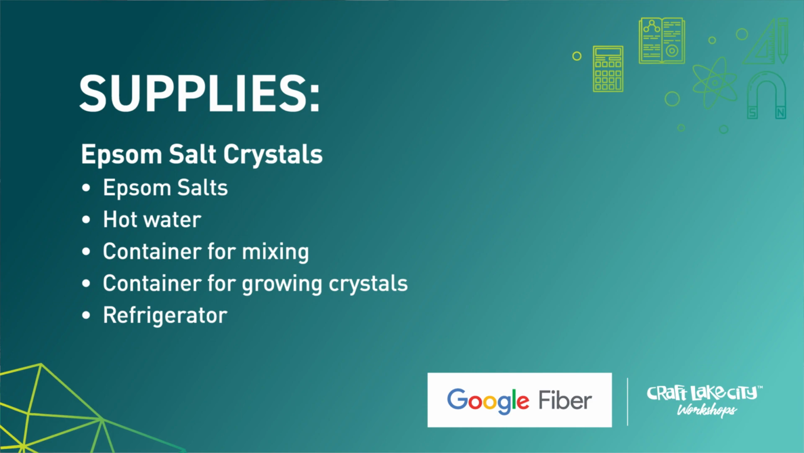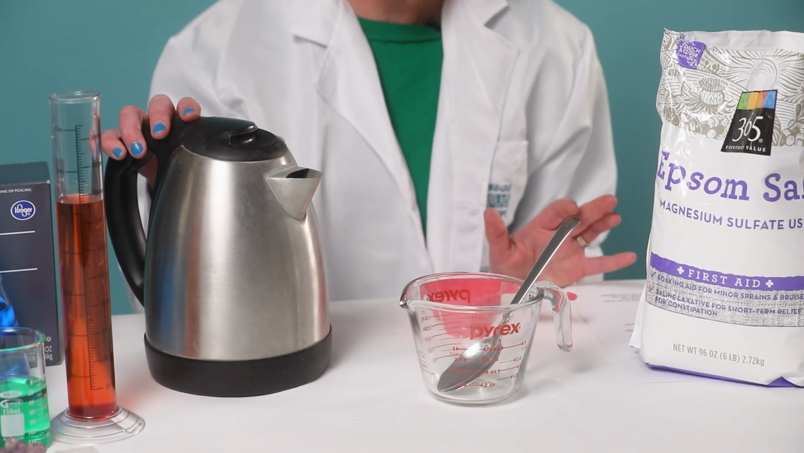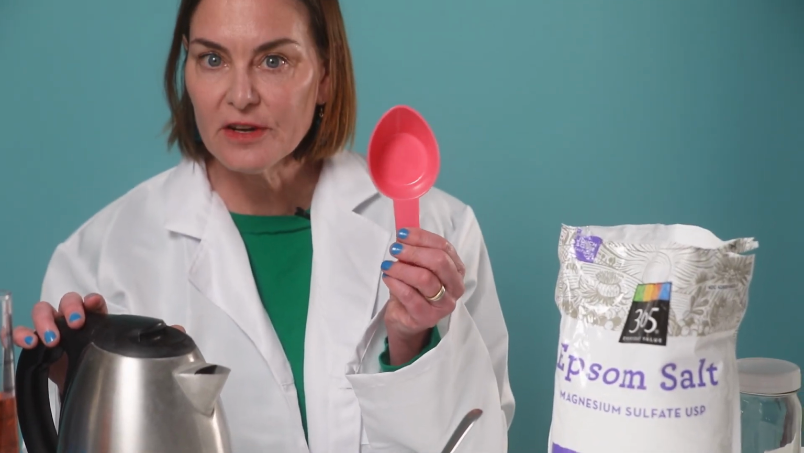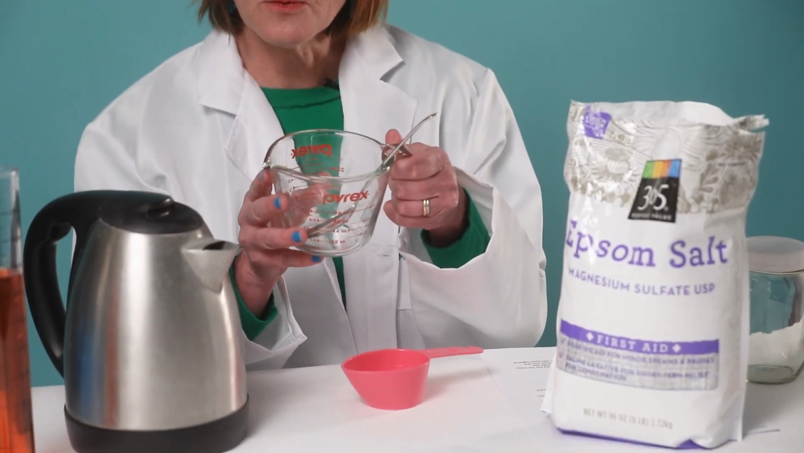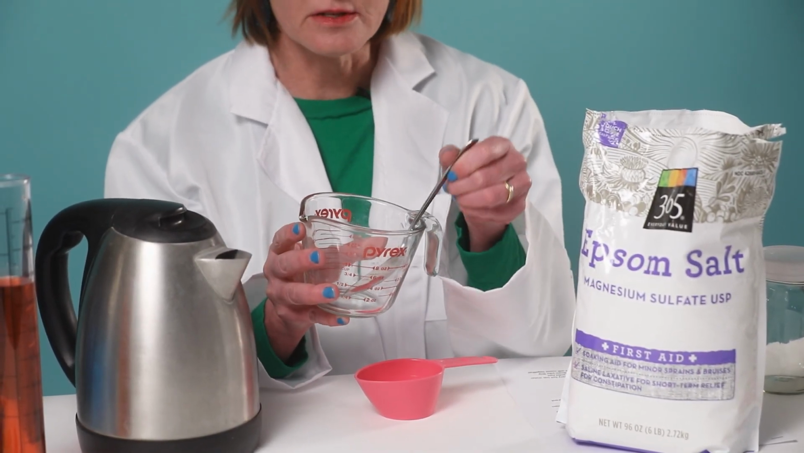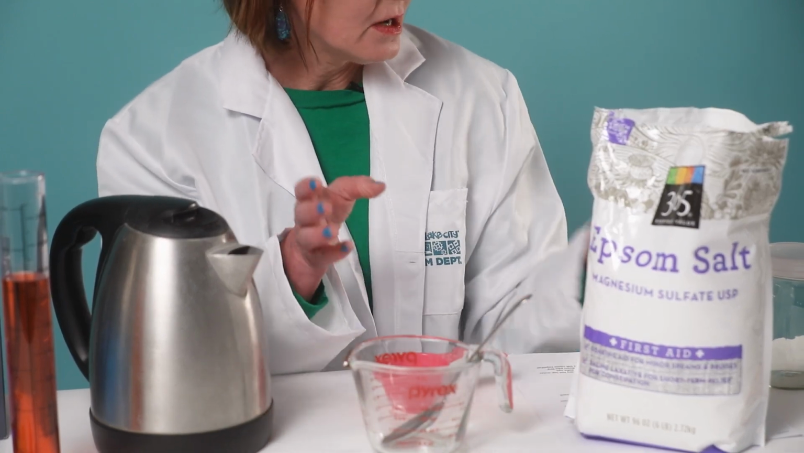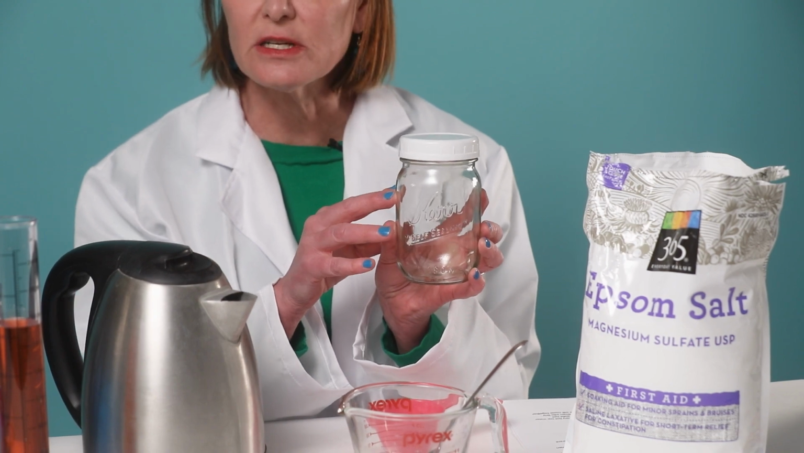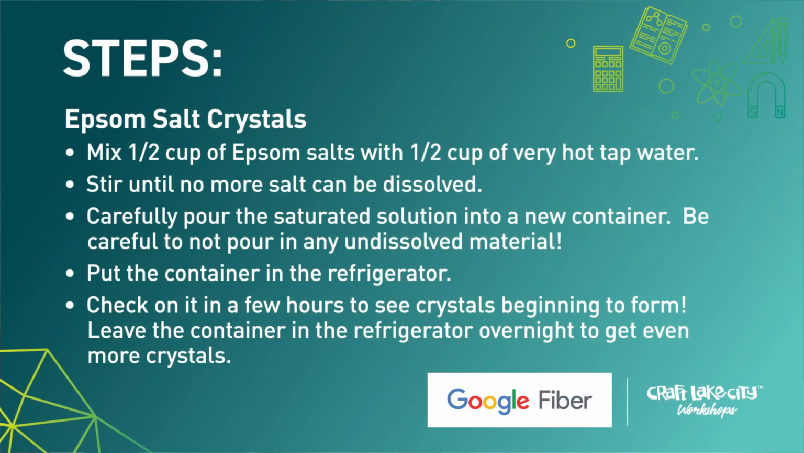You will need hot water, which you can either boil on the stove or just use very, very hot tap water. You'll need a half a cup measuring cup, a container to mix the salts and the water to create your saturated solution, and something to stir it with. You might need to stir it for quite a long time. And then you'll need a container to pour the saturated solution into, and this will be the container in which you'll grow your crystals.